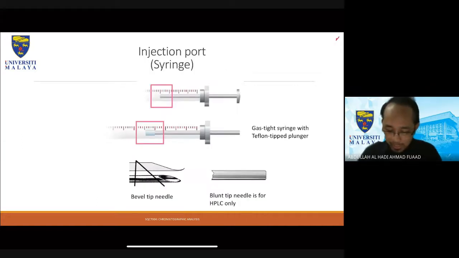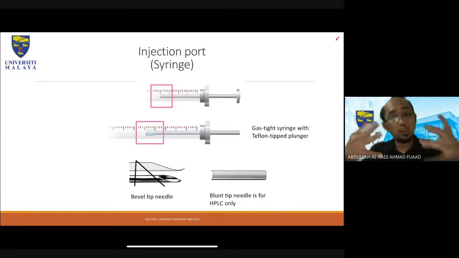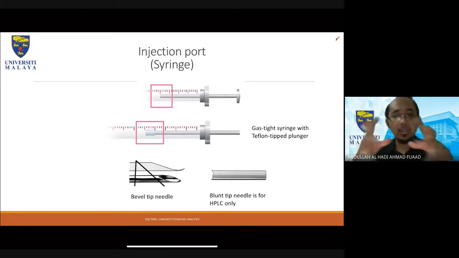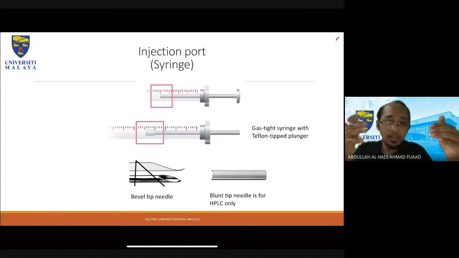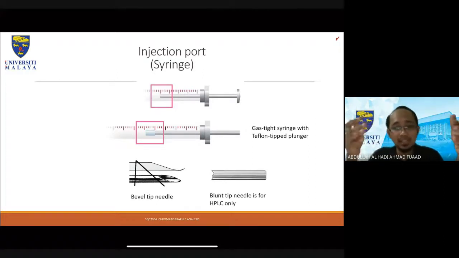Right, so if you do have a system by which you need to manually inject your sample inside your HPLC, inside your injection loop, you need to understand there are multiple needles that you can use. The top one is a glass needle, and the glass needle doesn't have any Teflon tip plunger. So that one is a Teflon tip plunger.